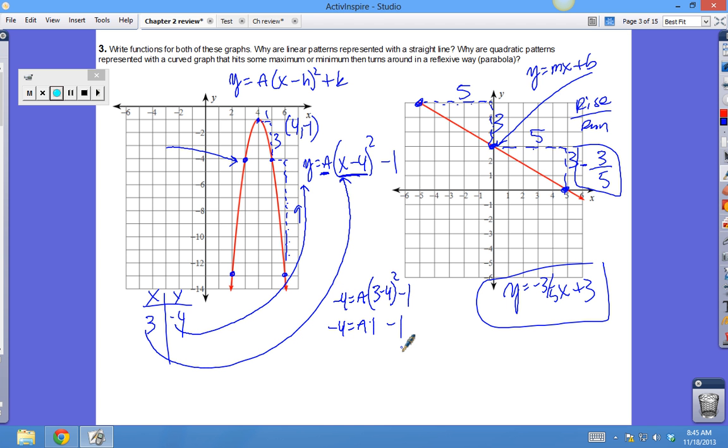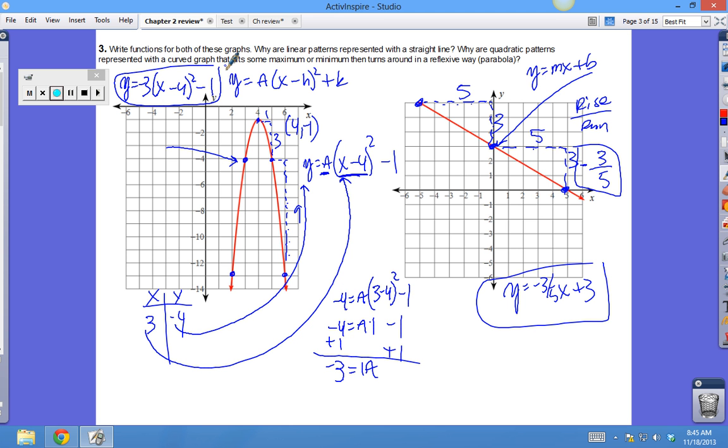So I've got to get rid of this minus 1 and this times 1. Get rid of the minus 1 first: plus 1, plus 1. And 1a, or just a, you don't even need to write the 1, is equal to negative 3, which makes total sense. So y equals negative 3 times (x minus 4) squared minus 1.